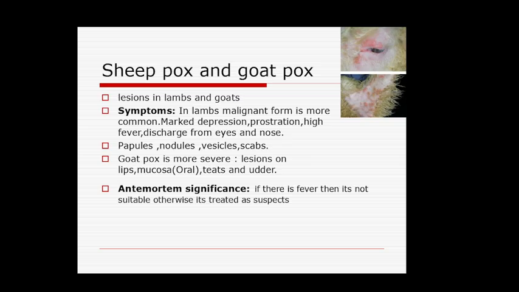In lambs, the malignant form is more common, and there is marked depression, prostration, high fever, discharge from eyes and nose. And the antemortem significance is that if there is fever, then it's not suitable. Otherwise, it is treated as suspect.